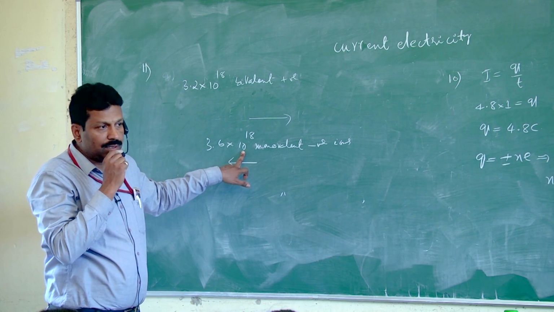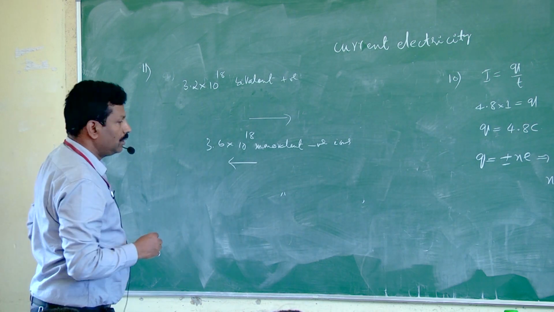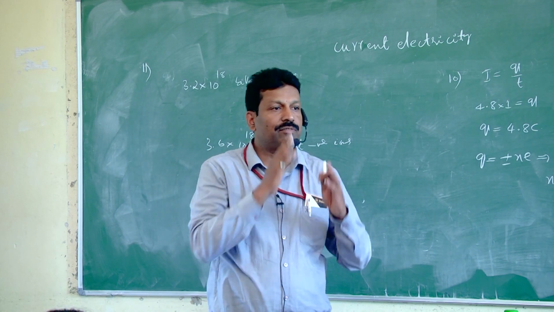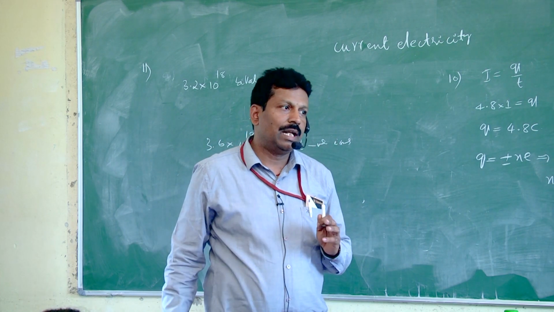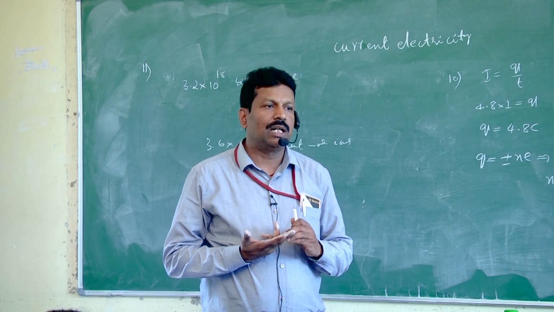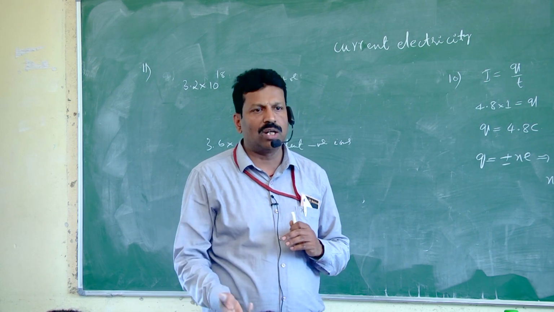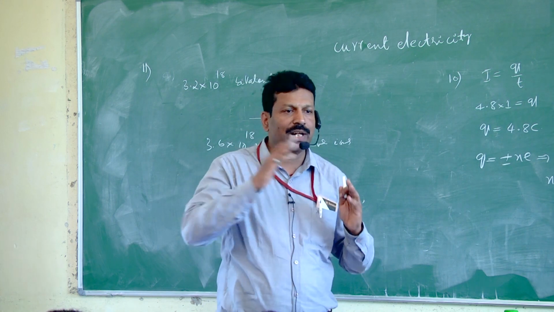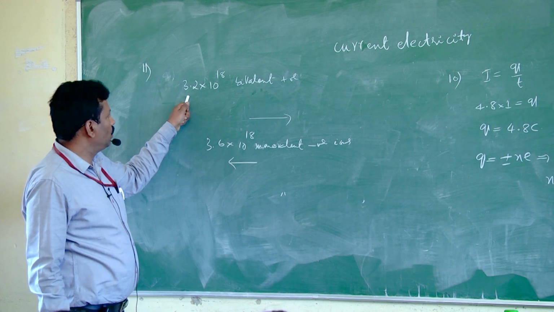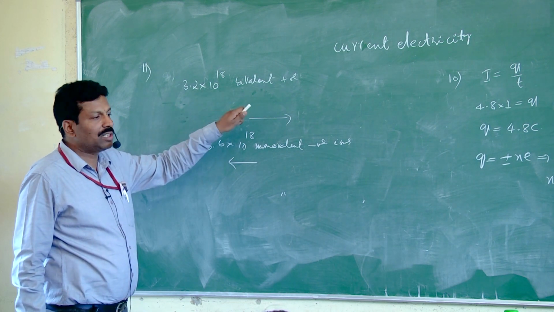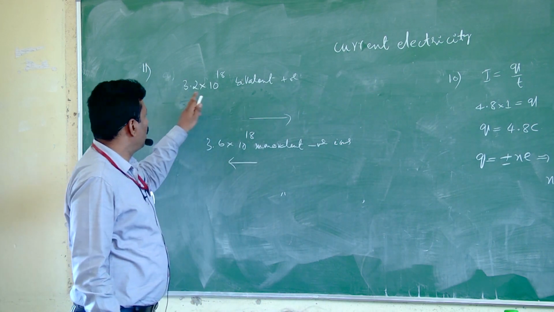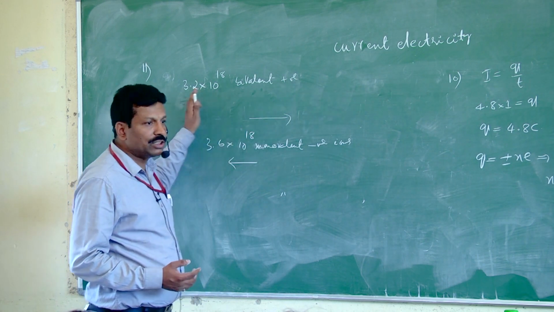Are you clear? I repeat again. The definition of current is how many positive ions are moving from the positive end to the negative end. Electric current means how many particles, or whatever ions, protons, whatever, move from the positive end to the negative end; that constitutes current. That is the definition of current. Here 3.2 into 10 to the power of 18 bivalent positive ions are moving towards right. Which means 3.2 into 10 to the power of 18 bivalent negative ions are moving in this direction.